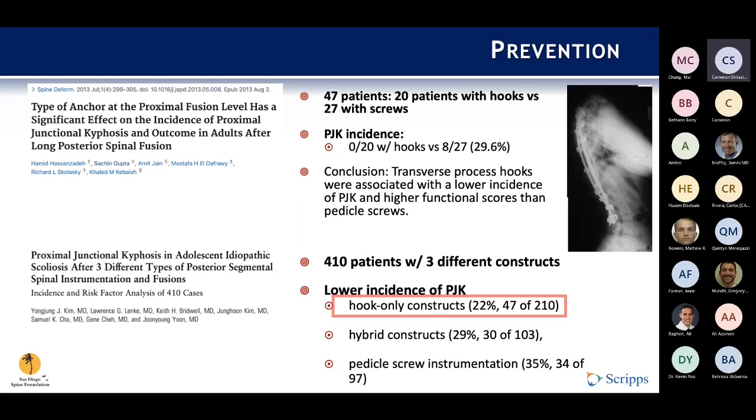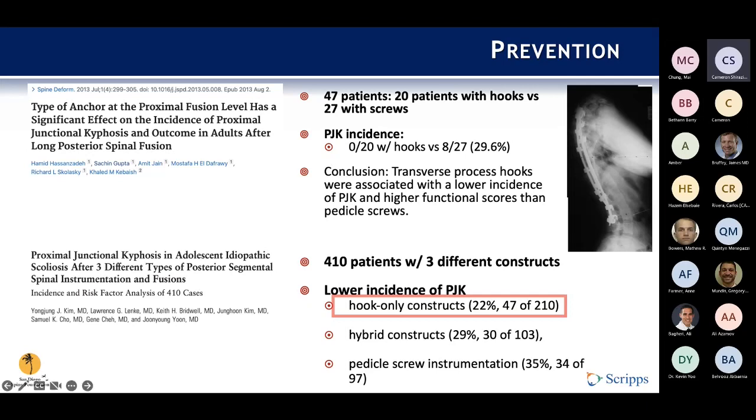Another is, how do you end your construct? Your ending point, your UIV, are you ending it with pedicle screws, or are you ending it with hooks? How do you want to go about this? And so these are 2 different studies that look at various types of constructs. The Hassanzadeh study, they used hooks and pedicle screws at the UIV for patients who had already undergone more than 5 levels of instrumentation. And after 2 years, they had 2-year follow-up. They had 29.6% of the group with pedicle screws show symptoms of PJK, but no cases of PJK were observed in the patient group with hooks in their study.